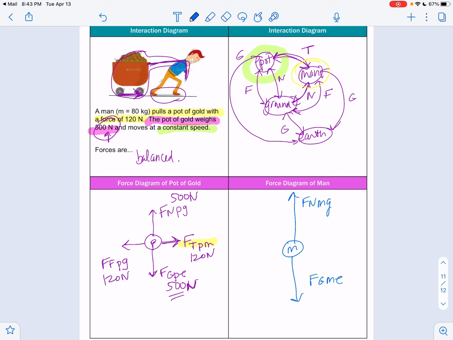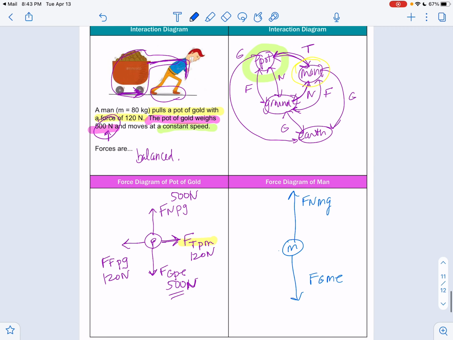Now, the man and the pot are interacting, and the man is pulling to the right, which means he is being pulled to the left. Remember, the force diagram is what he's feeling, not what he's doing. So man, pot is actually going to be to the left. Even though his action is to pull to the right, he is being pulled to the left. And if he's moving at a constant speed, the friction on his feet must be pointing to the right, or else he can't move.